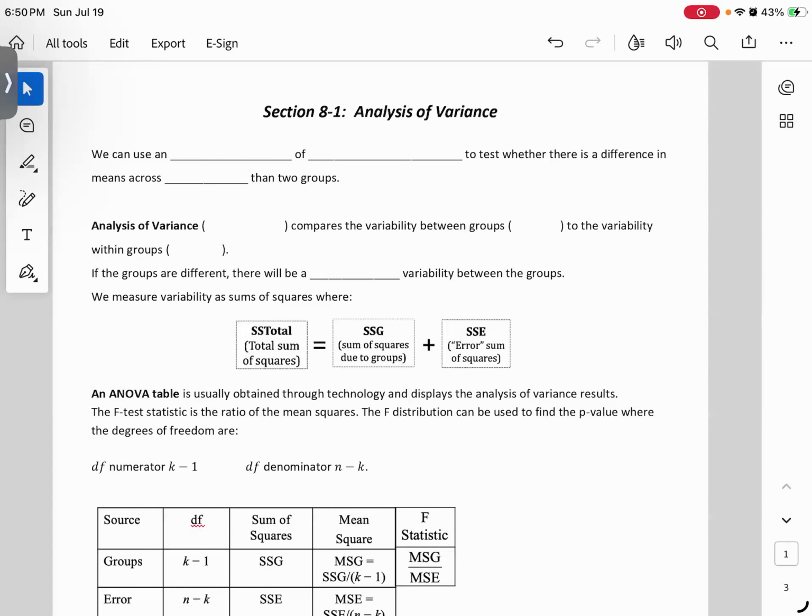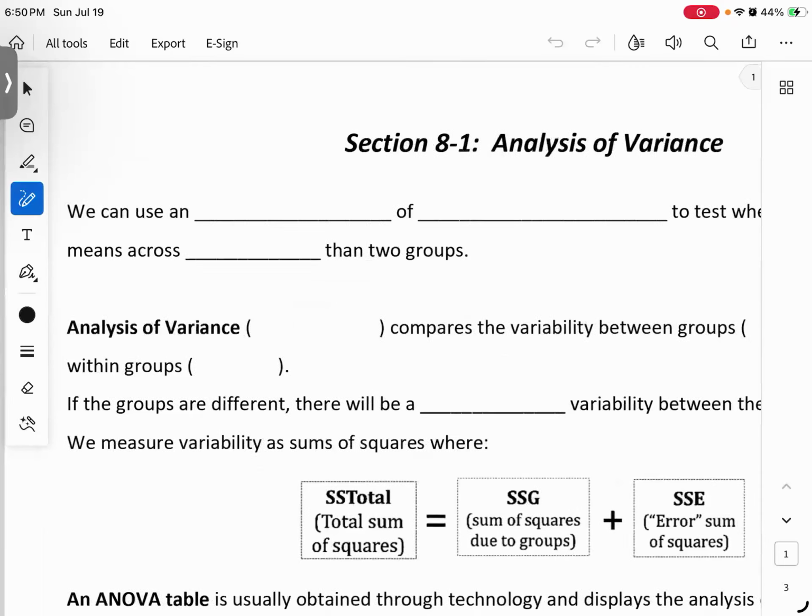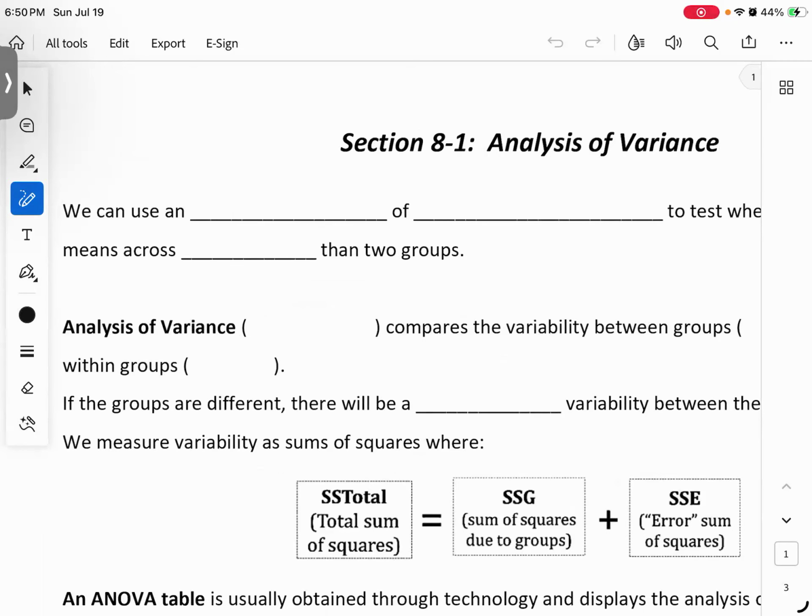All right, let's go ahead and take a look at section 8.1. Well, 8.1 deals with ANOVA, and what ANOVA is going to do is help us compare the means or the averages whenever we're dealing with a study that has more than two groups.